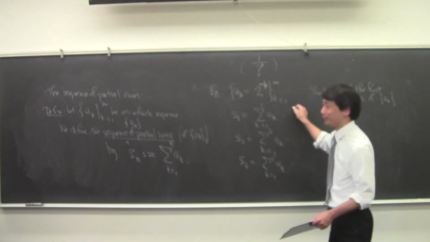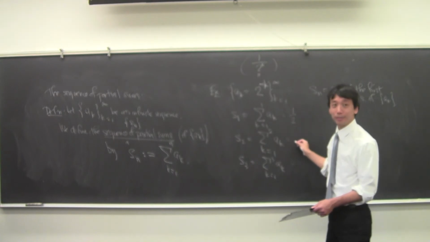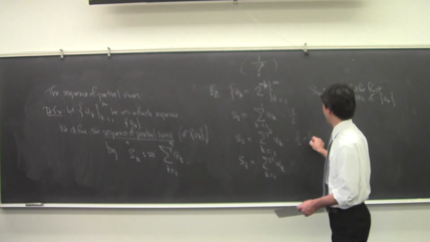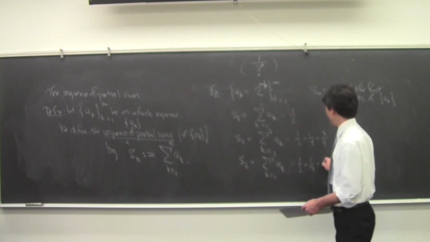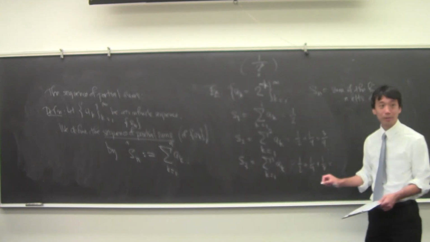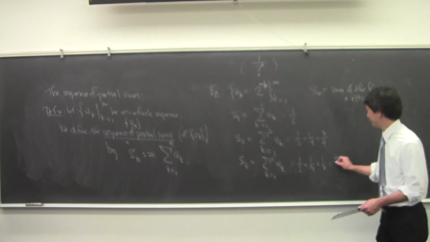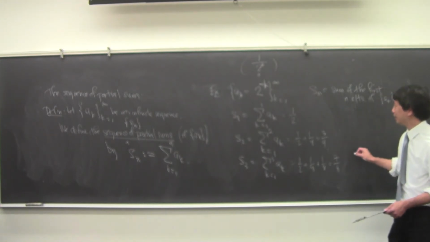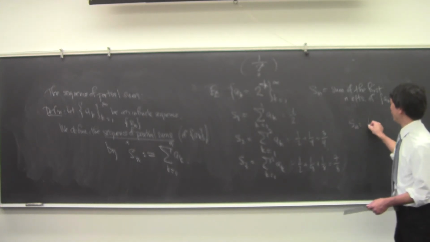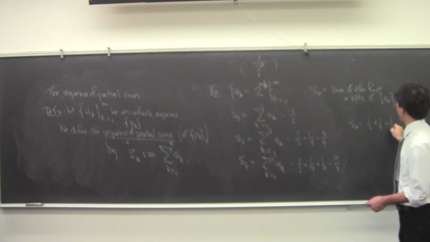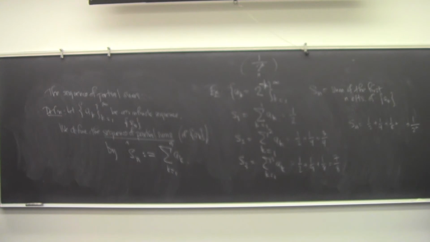Okay, so what is this? Maybe this is too easy. The first one is just a half, right? The second one is 3/4, a half plus a fourth, right? This next one is half plus a fourth plus an eighth, which is 7/8, right? And maybe you see the pattern. What's S sub n going to be? Well, it's going to be 1/2 plus a fourth plus an eighth, all the way up to 1/2 to the n. Does anybody see what that's going to be?